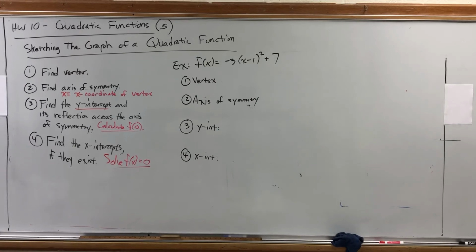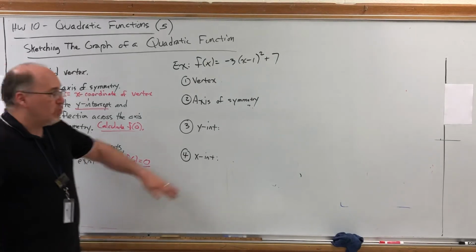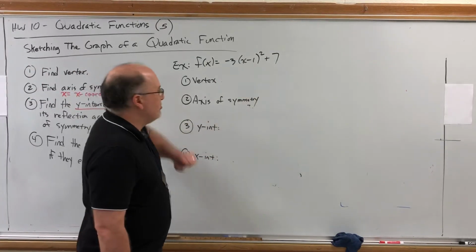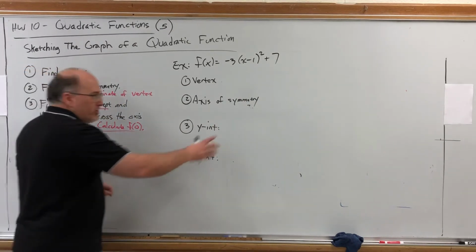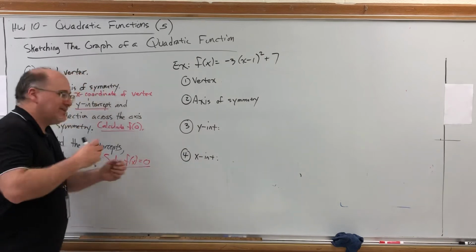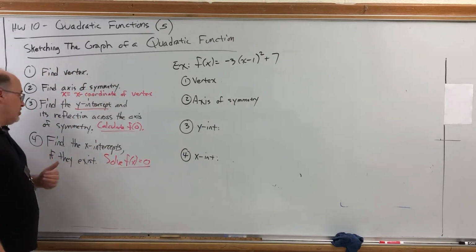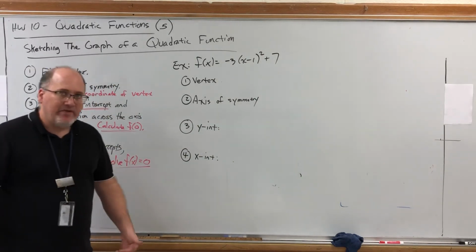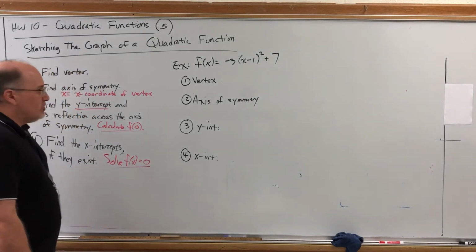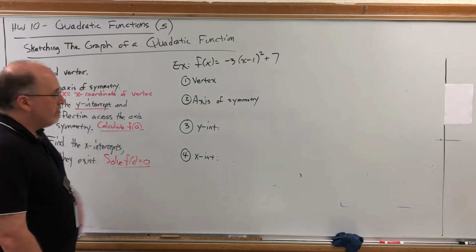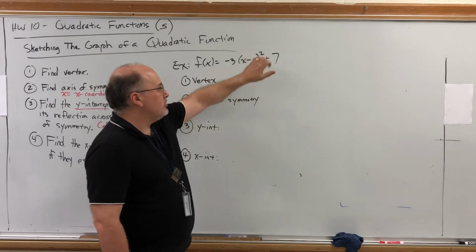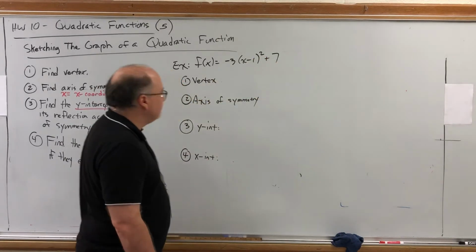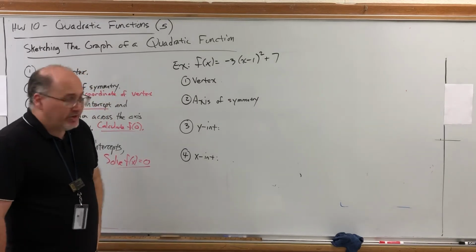In the previous video, we sketched the graph of a quadratic function that was in general form by finding the vertex, finding the axis of symmetry, finding the y-intercept and its mirror image, its reflection across the axis of symmetry, and finding the x-intercepts. Let's do it again for our other quadratic function that we've been using, -3 times the quantity x minus 1 squared plus 7. And we've already found the vertex.